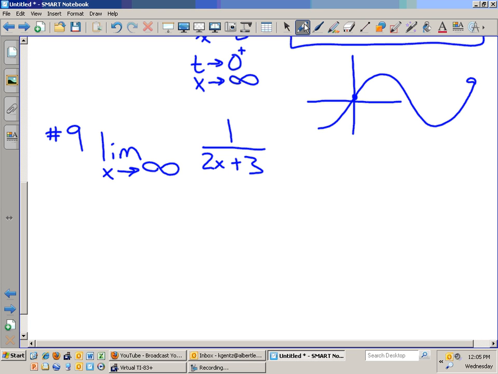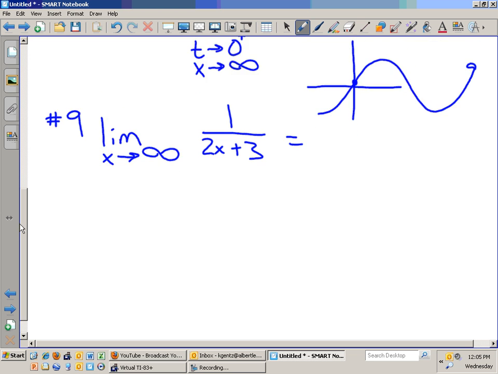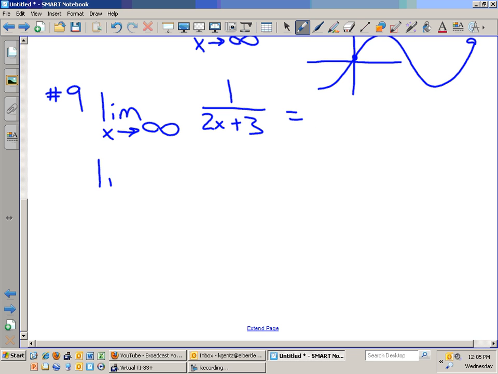Now, I can multiply the top and bottom by the same number and not change it. So I can divide the top and bottom by the same number and not change it. So this expression looks a little bit different now. This is going to become the limit as x approaches infinity of, what's the top going to be if I divide it by x? 1 over x divided by 2 plus 3 over x.